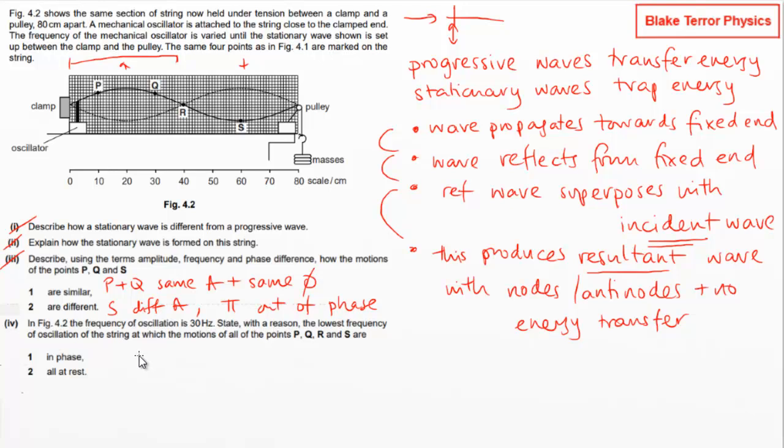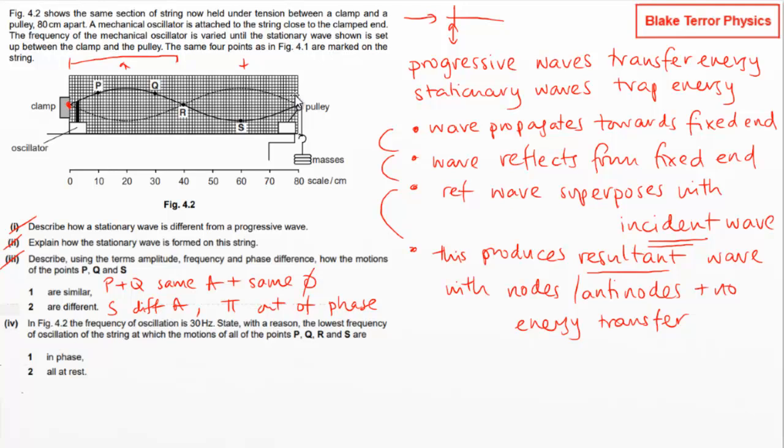In figure 4.2, the frequency of oscillation is 30 Hertz. State with a reason the lowest frequency of oscillation of the string at which the motions of all P, Q, R, and S are in phase or all at rest. Right, so if they're all in phase, then we're going to need to have a node at either end, pretty much. Yeah, that's the only way we're going to set it up in order to have a stationary wave there.